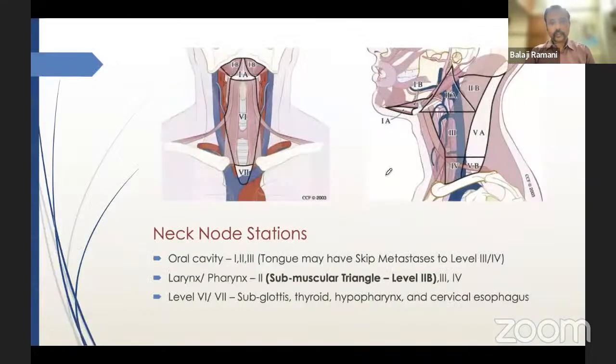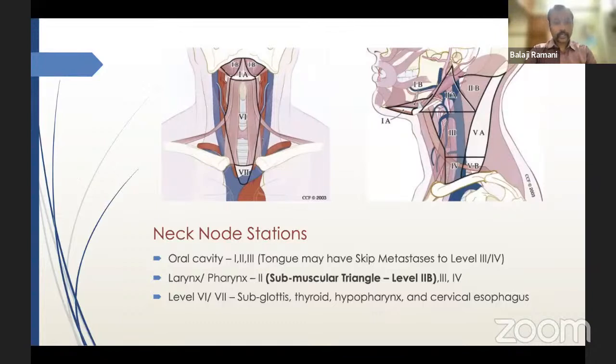Right. So these are the neck node stations that we have. This is an important thing that keeps coming repeatedly in our examinations. All of you will be aware of this, but still I'm going to repeat it here. Now, how do you classify the level node stations? So 1A and 1B are going to be the submental and the submandibular nodes.